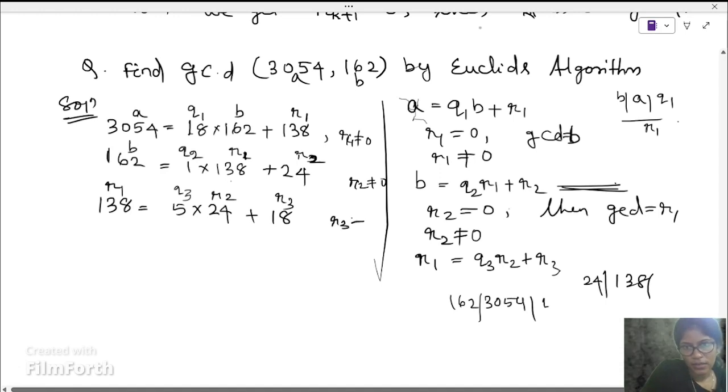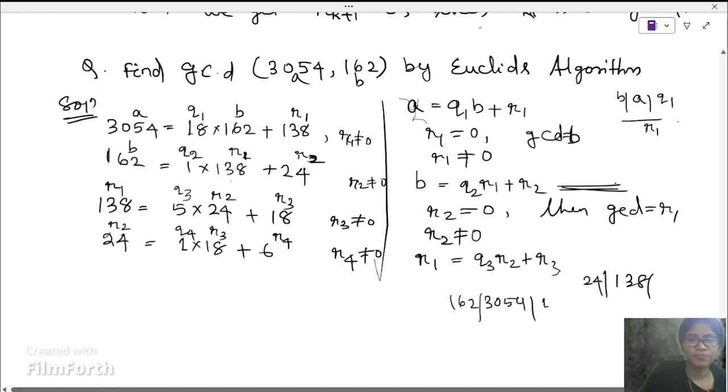Here r3 is not equal to 0, so move to the next step: divide r2 by r3. 24 by 18, we can write 1 into 18 plus 6. This is our r2, here is r3, this is q4 and this is r4. Here r4 is not equal to 0, then divide r3 by r4, that is 18 by 6, which is 18 equal to 3 into 6 plus 0.